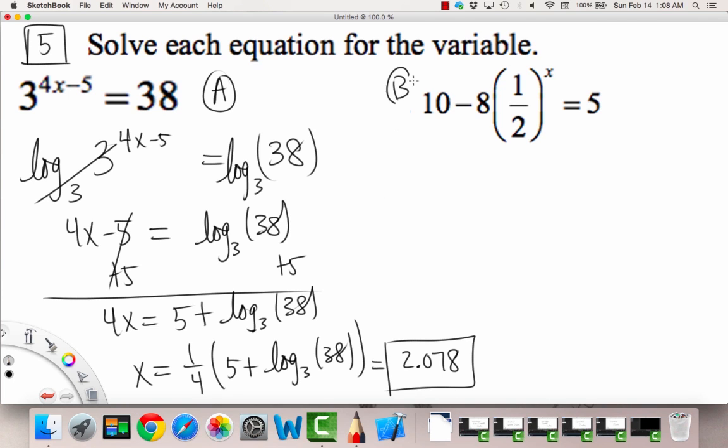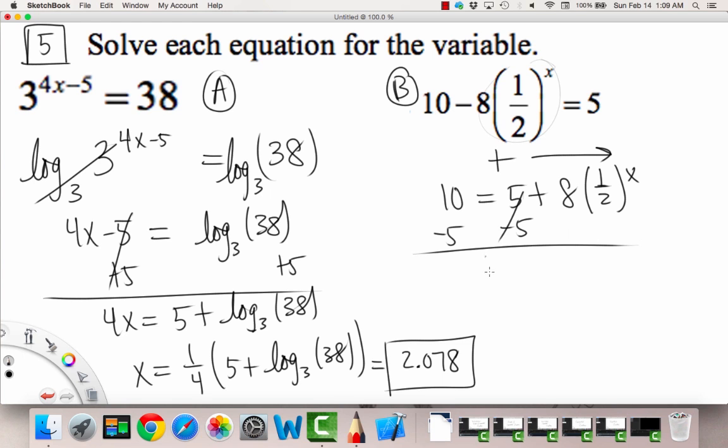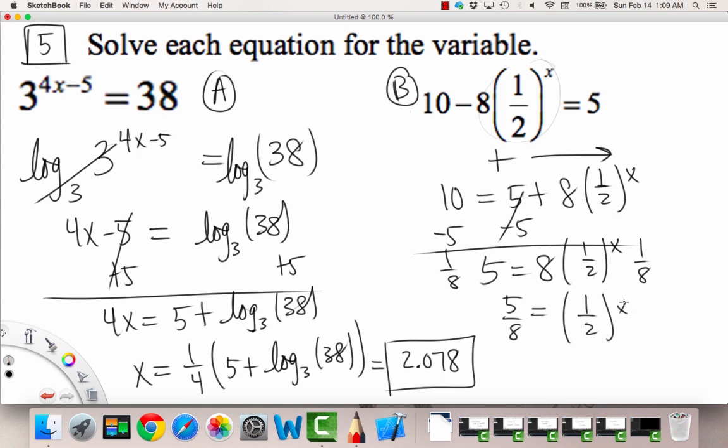Now let's work on part B here. If we want to get x by itself, first of all, we have to get that whole term by itself. So if we move things around and add this to the right-hand side, we get 10 is equal to 5 plus 8 times 1/2 to the x power. Let's subtract the 5 over. Subtract 5, so we get 5 is equal to 8 times 1/2 to the x. Divide by 8 on both sides. So we get 5 over 8 is now equal to 1/2 to the x power.